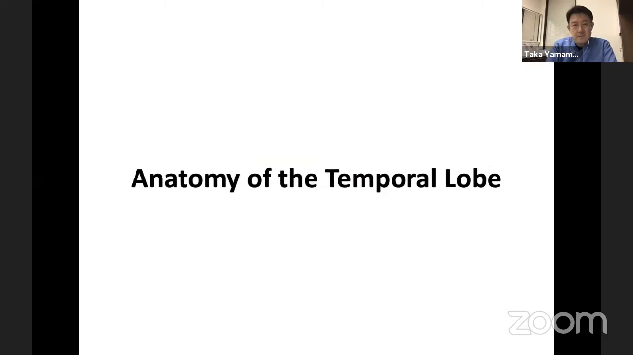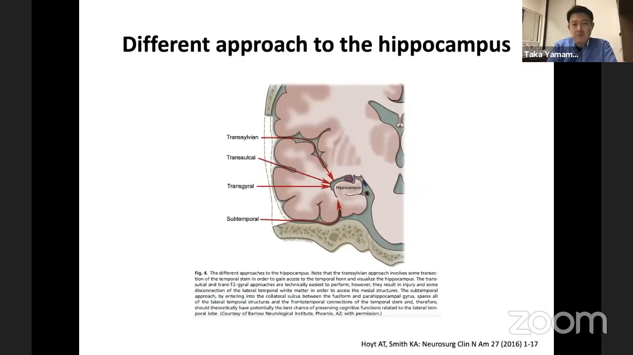The next one is anatomy of the temporal lobe. This is a different approach to the hippocampus. Many people know the transsylvian approach, the transsacral approach, the transjarrah approach, and the subtemporal approach. But I think the trans T2 approach is most popular around the world. And I will show you my surgical video about anterior medial temporal lobectomy.